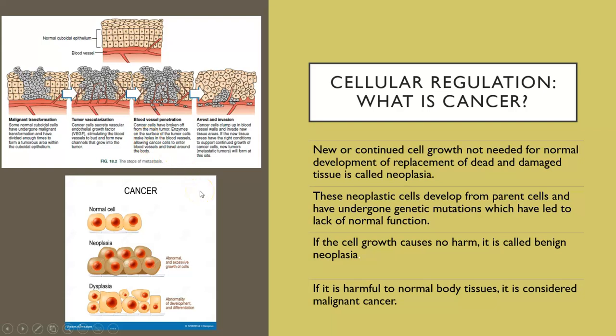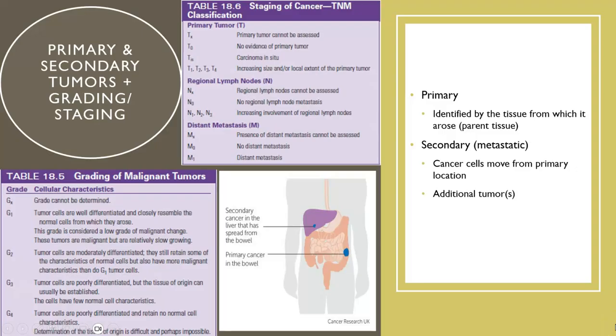So when we talk about metastasis, our cancerous cells will metastasize, especially if they're around lymph fluid or blood vessels. That's like a highway for those tumors or those cancerous cells. So primary and secondary tumors, and then knowing, grading, and staging.